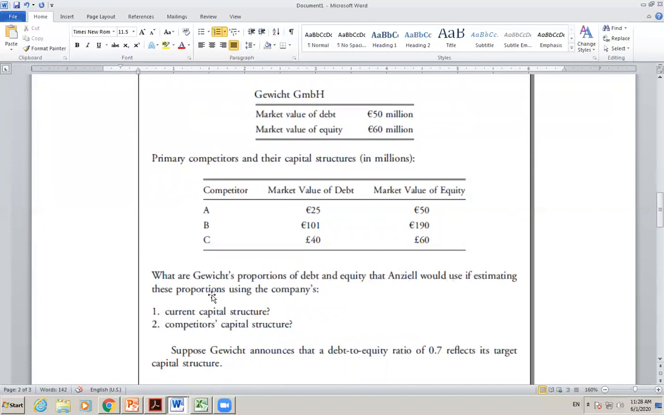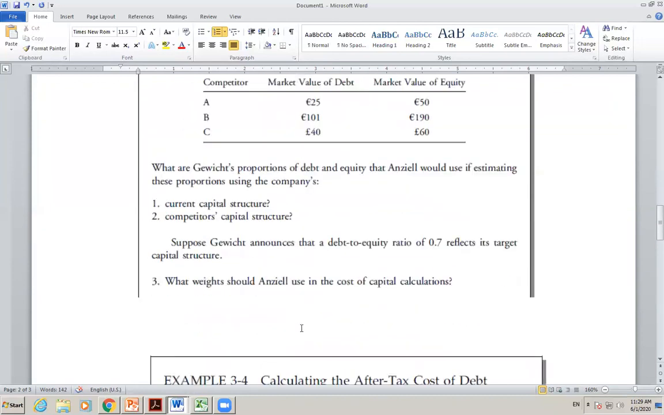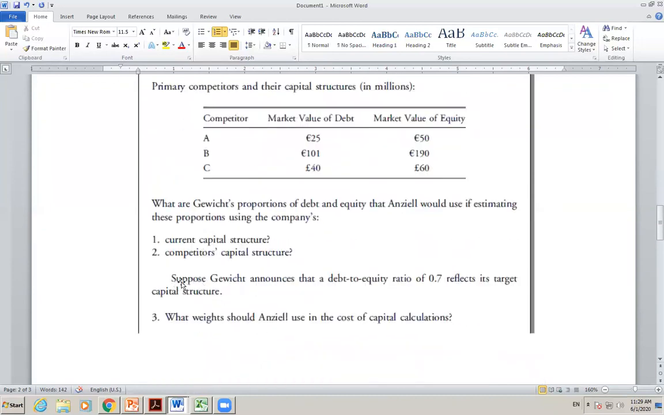They would use, estimating the proportion, the company's current capital structure and the competitors' capital structure. And the third question: suppose the company announced the debt-equity ratio is 0.70, reflecting its target capital structure. So sometimes we use the debt-equity ratio. And what weight should the analyst use in the cost of capital calculation? Okay, these are the questions.